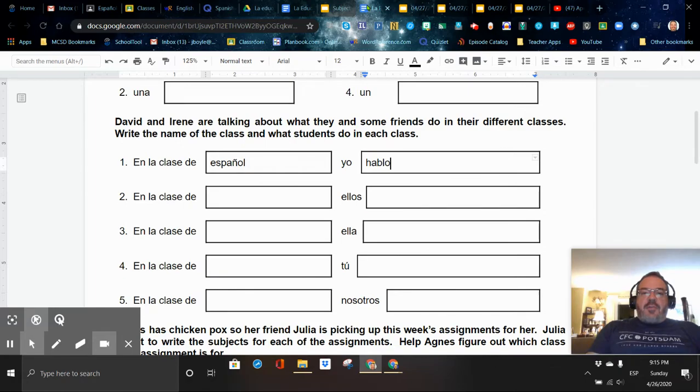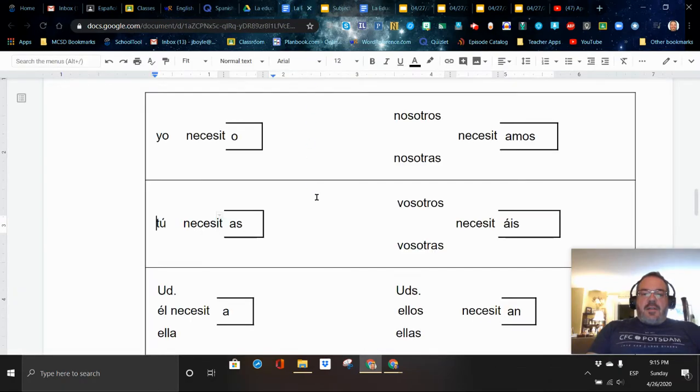Okay, well, if you don't remember doing that, here is the chart that we did the other day. So in the yo form, AR verbs end in O. In the tú form, AR verbs end in as. In the él, ella, or usted forms, they end in a. In the nosotros form, they end in amos. In the vosotros form, they end in áis. And in the ellos, ellas, ustedes form, they end in an.